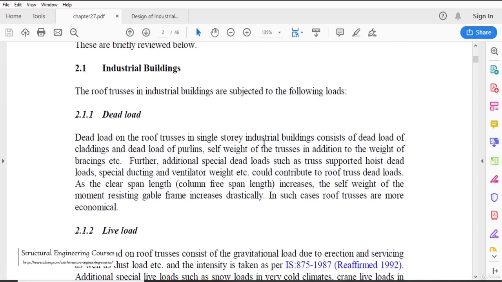So loadings, we can also go for the dead loading. In the dead load, we can consider dead load of claddings or dead load of purlins. Purlins are nothing but the members to support the sheeting. If you are not clear about the purlin, just Google it, because this is a very basic term and I expect you to know the basic definition of purlins.